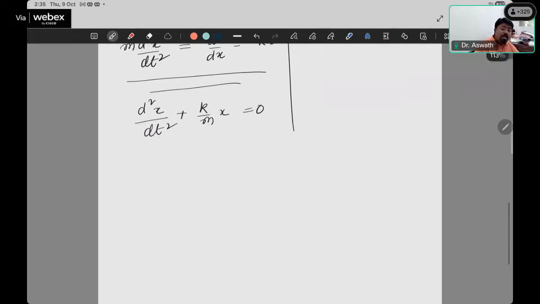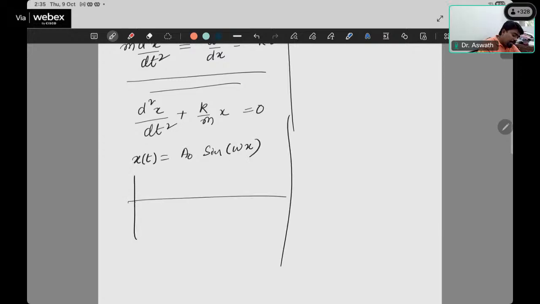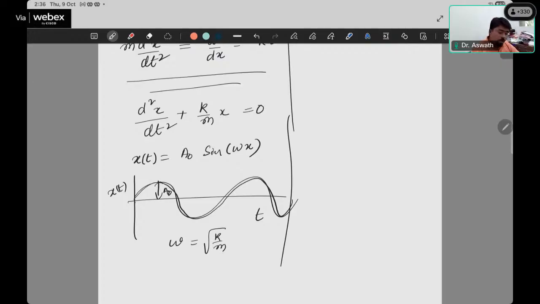If you solve this equation, it comes out to be a nice sinusoidal solution. The solution in time is some constant times sine omega t. It's a nicely oscillating curve with an amplitude A naught, so x of t in time. These oscillations have an angular frequency omega, which is the square root of k by m.